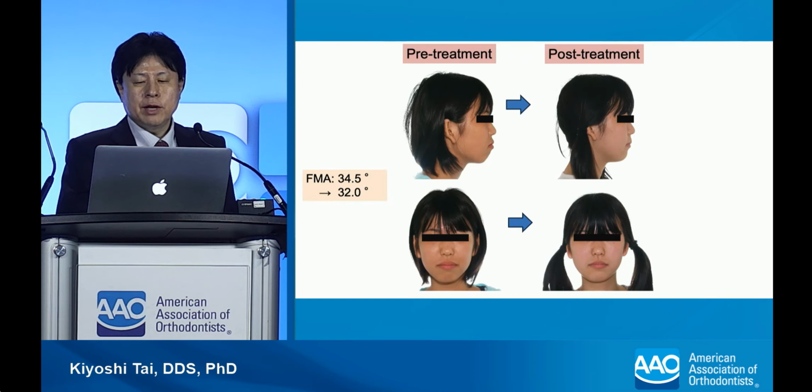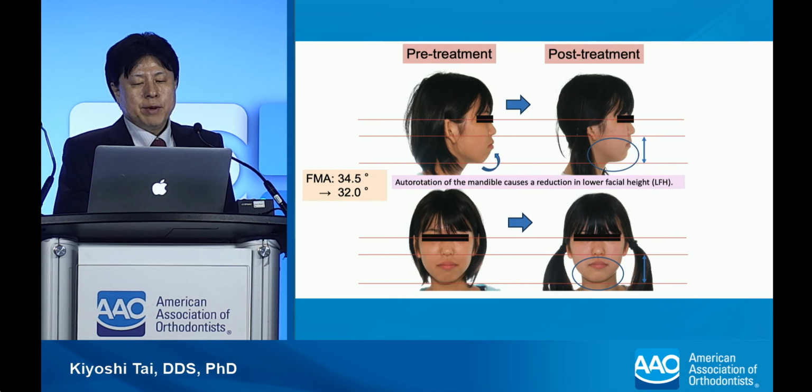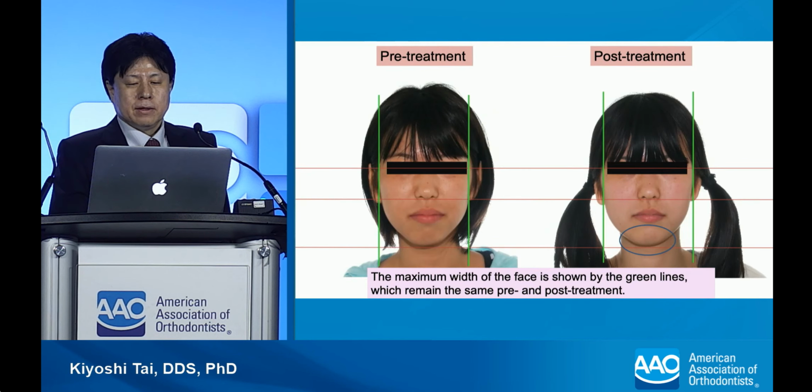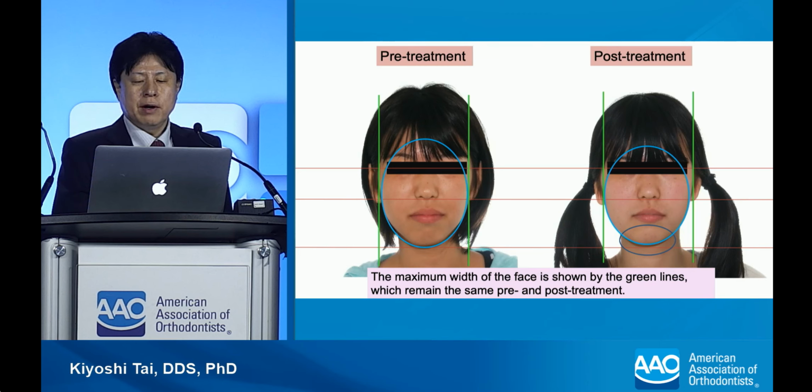Let's review the first two cases we presented. Both cases already have completed growth. The phenomenon is more noticeable in these two cases. Of course, it doesn't happen in every single case. The maximum width of the face is shown by the green lines, which remain the same pre- and post-treatment. The lower facial height is shorter now due to the auto-rotation of the mandible. As a result, her face seems to have become slightly rounder.